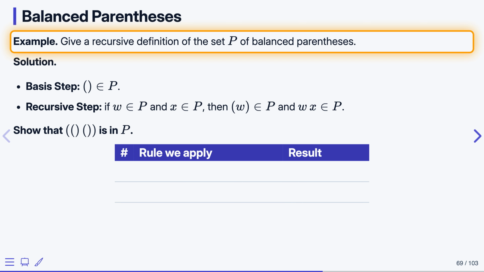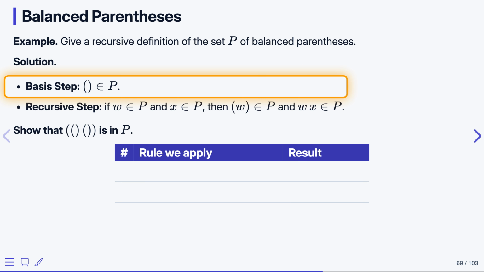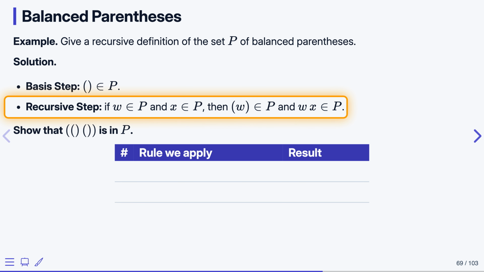Now the set P of balanced parentheses. The basis puts one matched pair, open then close, into P. The recursive step makes new strings from old ones. Take a string W in P and wrap it in a pair, or take two strings W and X in P and write them side by side. Those two rules give every balanced string.